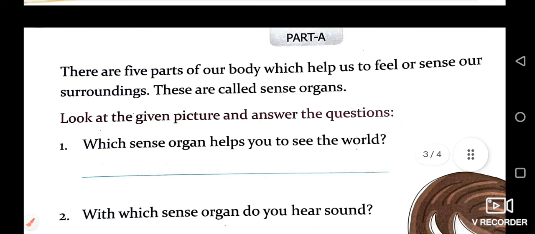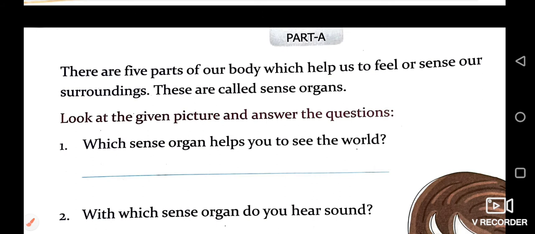Now we have talked about some of the body parts. We are going to talk now about some special body organs, some special body parts. Now what makes them special? The special thing about them is their function. These special organs, which are called sense organs, help us to feel things around us, they help us to sense things around us.